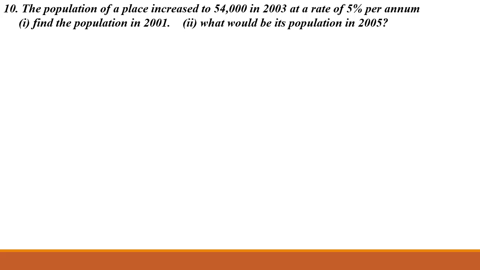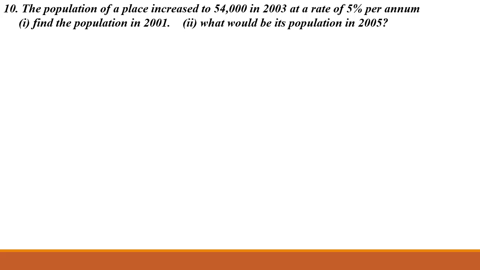So see, question number 10 says the population of a place is increased to 54,000 in 2003 at the rate of 5% per annum. We need to find out the population in 2001, and in the second part of this question we need to find out the population in 2005. So this question has two parts. 54,000 is the population in 2003 and the rate of increment is 5% per annum. Yearly the population is increasing at the rate of 5%.